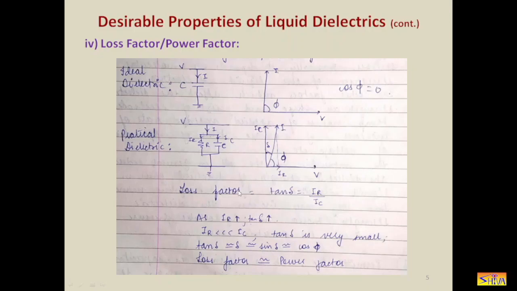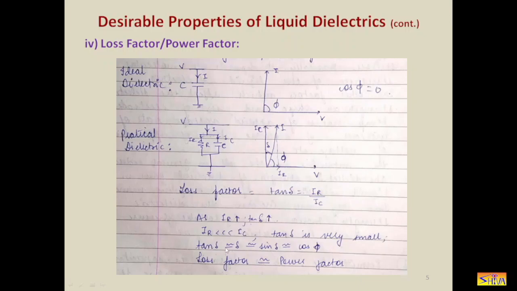Now loss factor is defined by tan of this angle. So tan delta, that is the loss factor, will be equal to IR upon IC. So as IR, the resistive component, increases, the value of tan delta, that is the loss factor, also increases. Now for a practical dielectric also, the resistive component of the current is very, very small as compared to the capacitive component. Therefore, tan delta is very small.